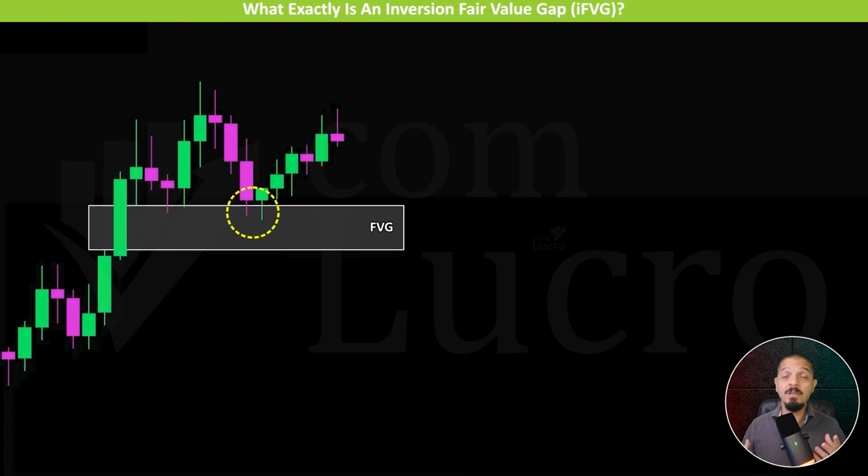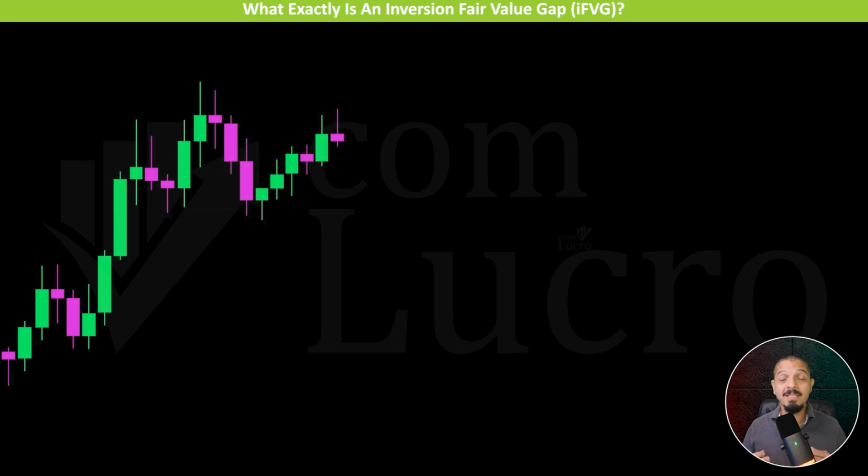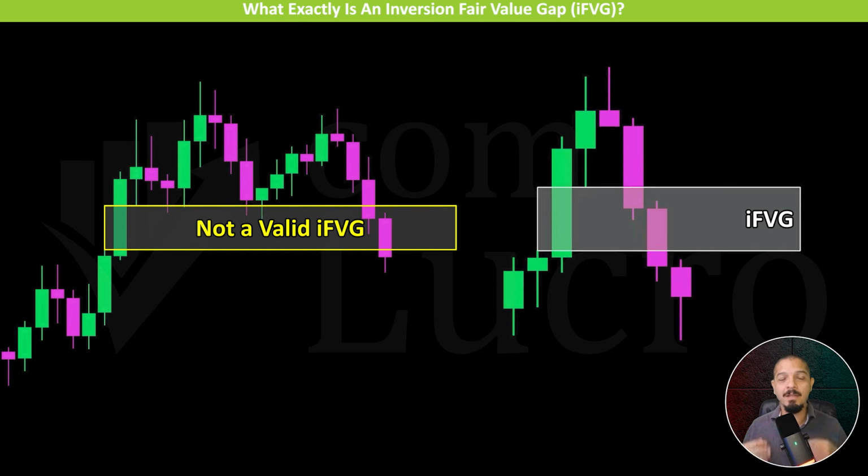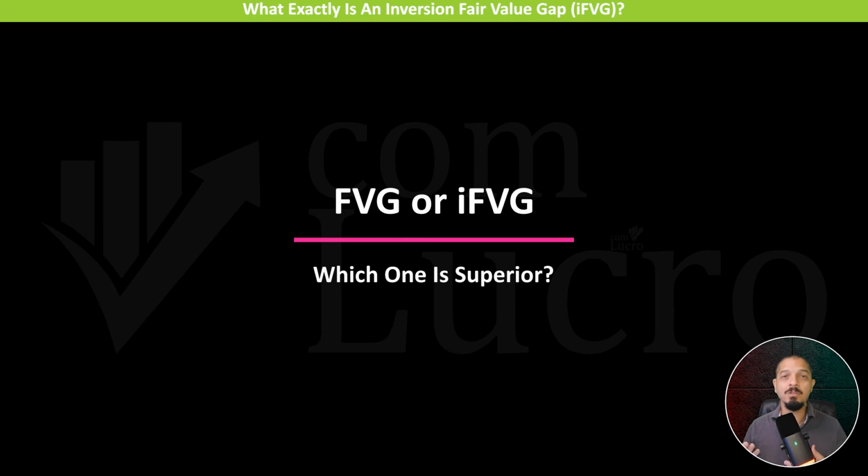Fair value gaps are considered one-time use. Once price has reacted to an FVG and the market has already delivered a move from it, we no longer treat that same gap as a fresh trading opportunity. If price later breaks through it, we do not classify that as an inversion FVG. When searching for a true inversion, we want to see a sharp shift in momentum that fully disrespects the gap from the start. This brings us to the question, fair value gap or inversion fair value gap?